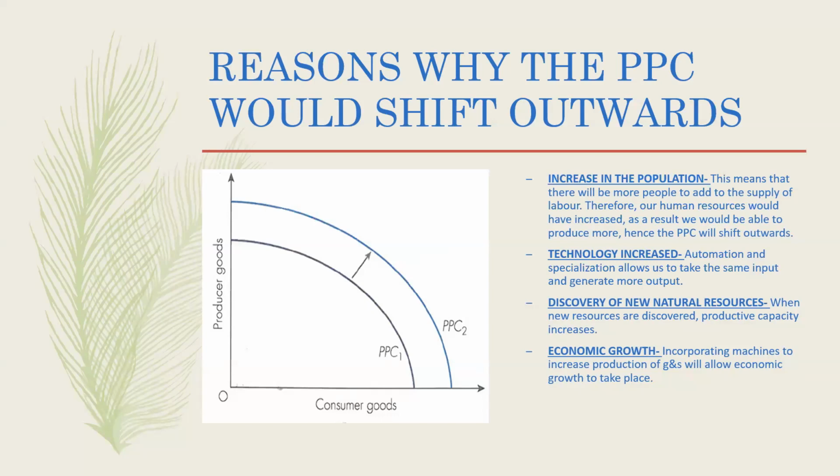All right, and technology. If there's advancement in technology, more goods can be produced through these different automations, and that will definitely increase our production possibility curve.